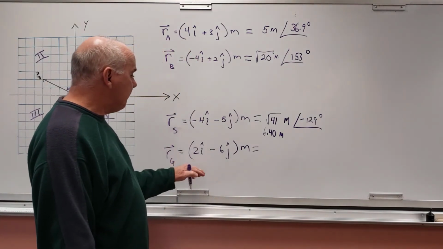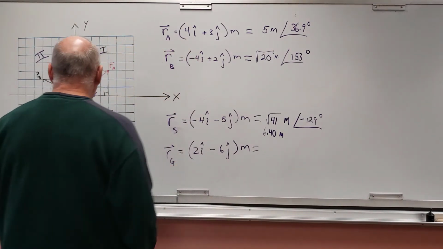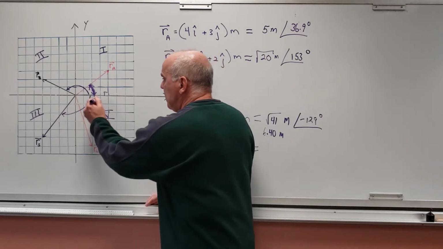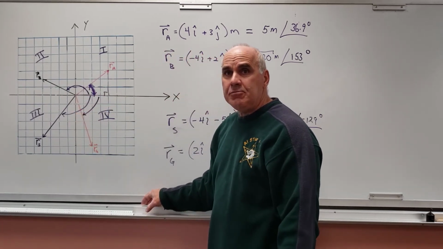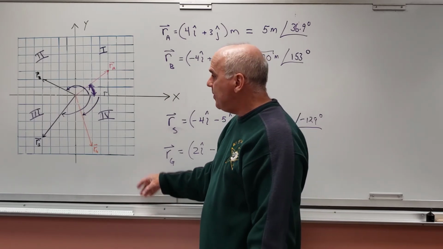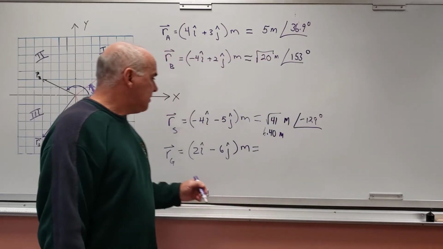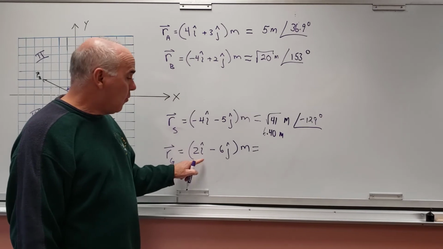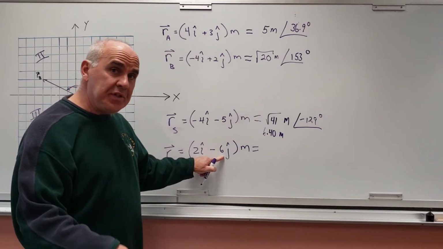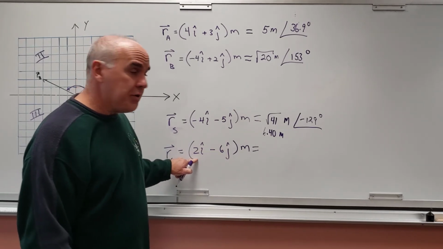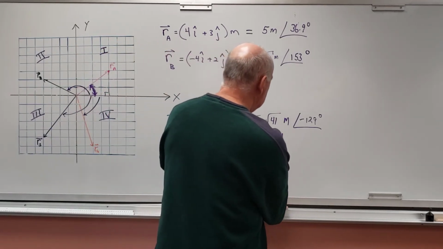And then finally, if I do Grayson's position, right, Grayson is down here. This should be an angle less than 90 degrees, right? And the distance will be 2 squared, which is 4, plus negative 6 squared, which is positive 36. 36 plus 4 is 40. So the square root of 40 meters.